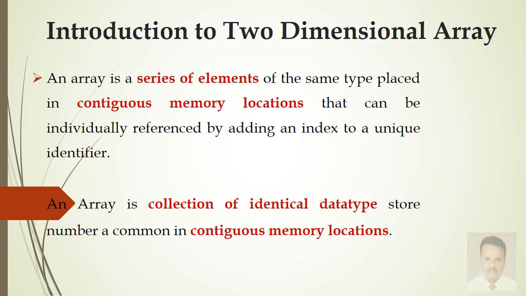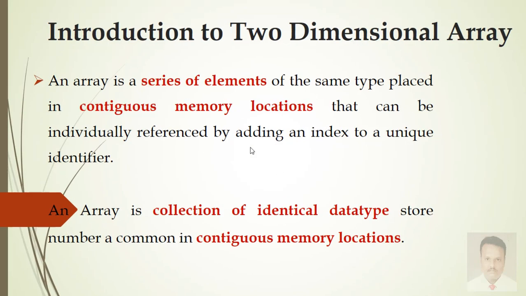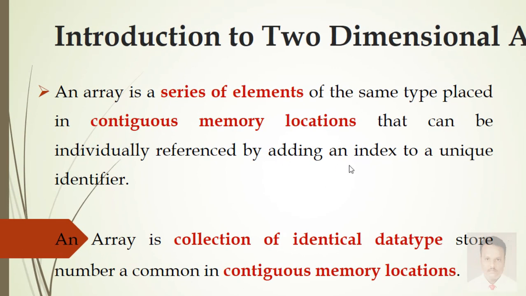What is an array? An array is a series of elements of the same data type placed in a continuous memory location that can be individually referenced by adding an index to a unique identifier. Or, an array is a collection of identical data types stored under a common name in a continuous memory location.